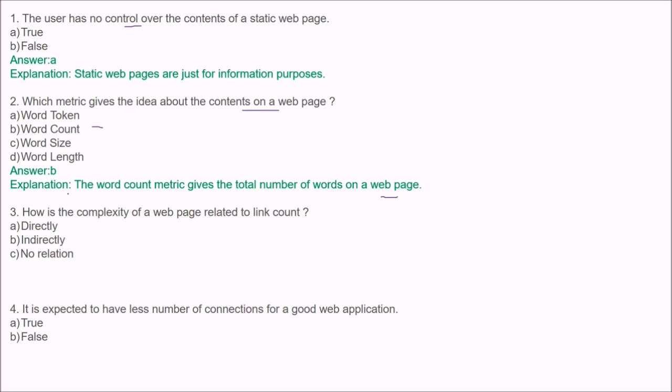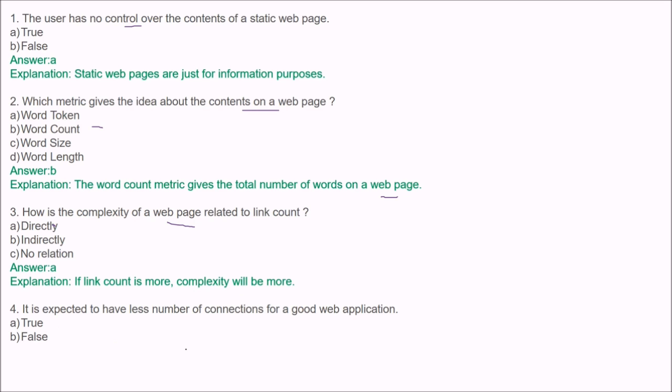Now the next is, how is the complexity of a web page related to the link count? Directly, indirectly, or no relation? Can you answer this? The answer is A, directly. Because if link count is more, complexity will be more. So the complexity of a web page is directly related to the link count. Number of links increases, complexity increases.